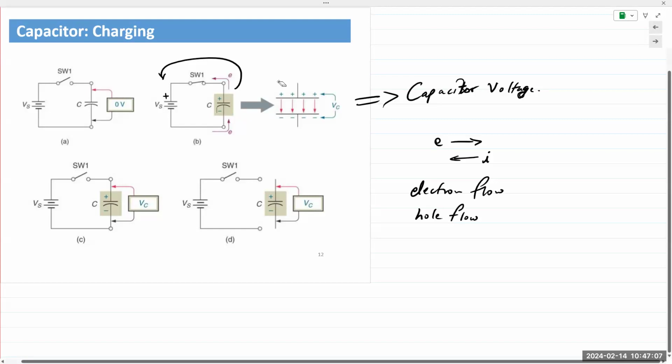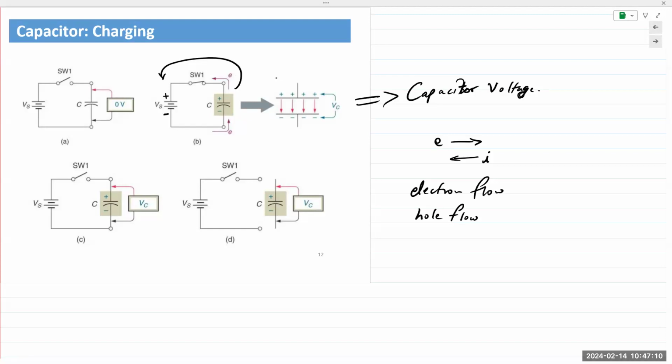On the other side, the negative end of that battery repels the electrons, and they start accumulating on the other side of the plate. The key to the operation is that the two plates are separated by an insulating material, so they cannot cross over. Once the charge starts moving, it cannot cross over. The electrons are moving in this direction: at the top of the plate, it's moving in this direction, and at the bottom of the plate, in this direction.